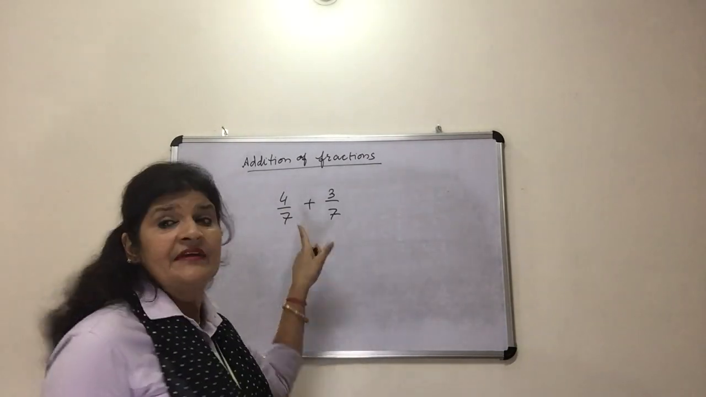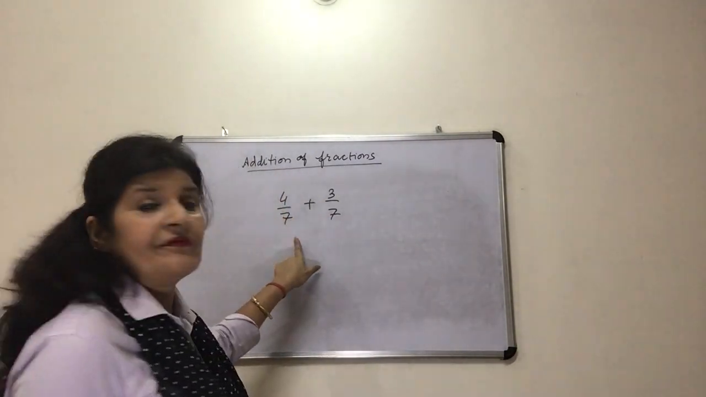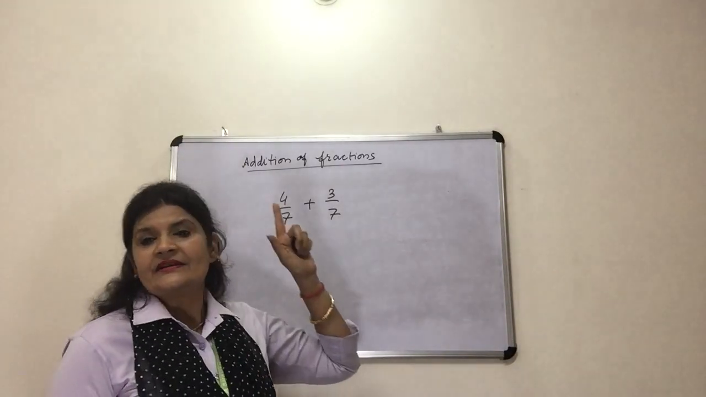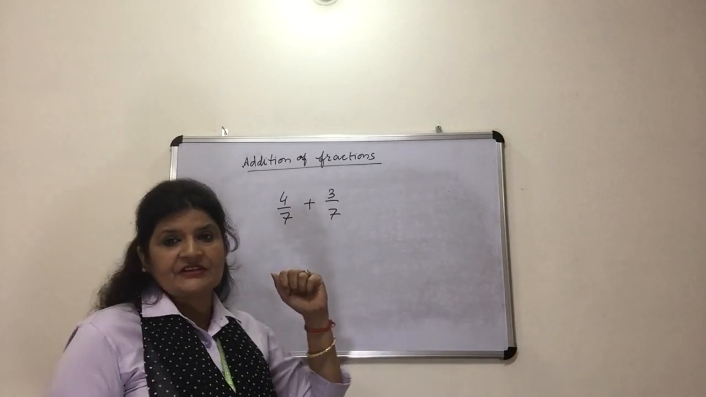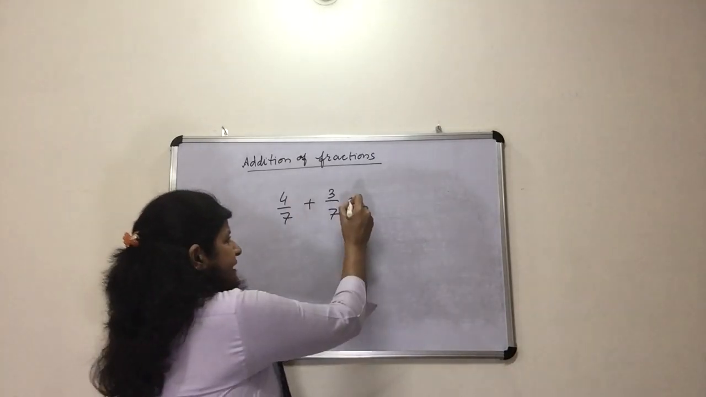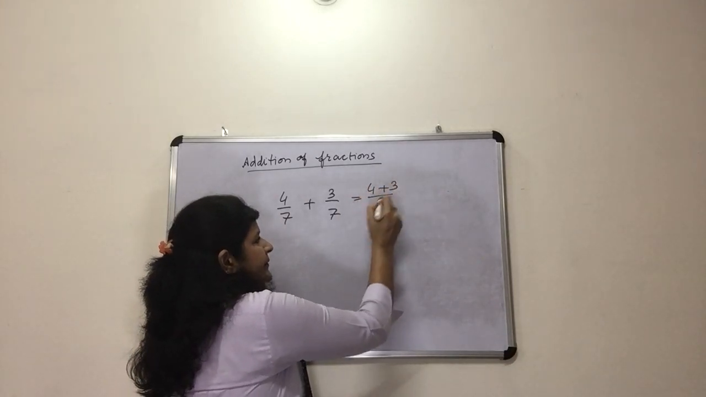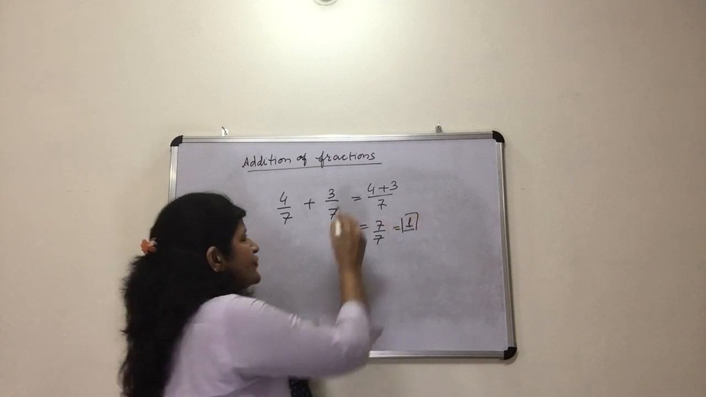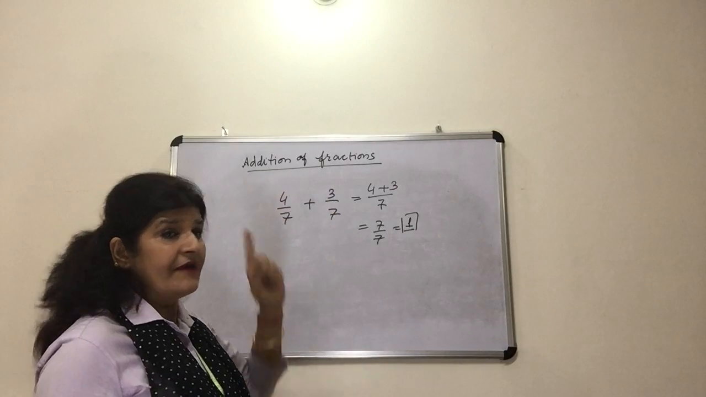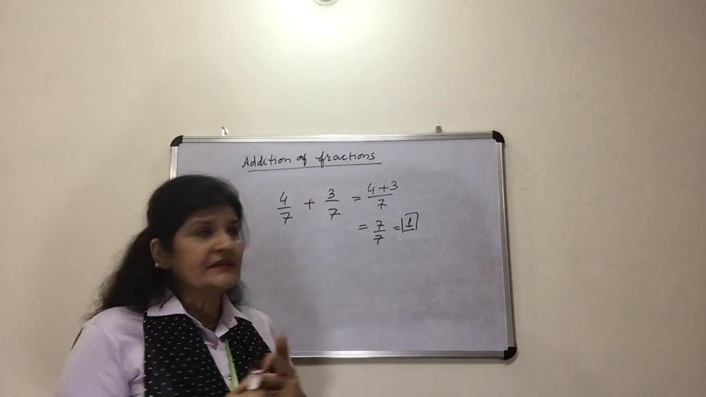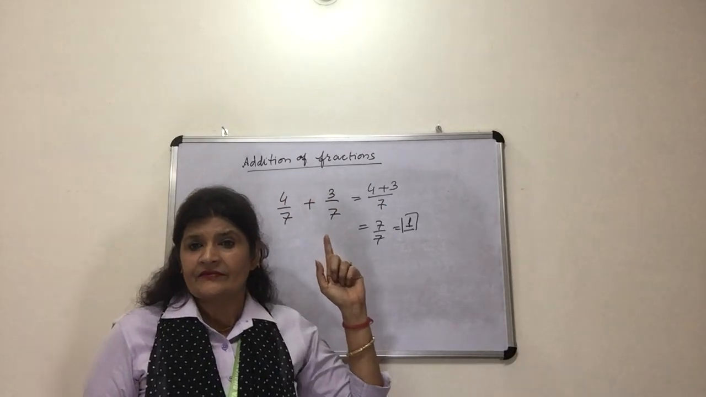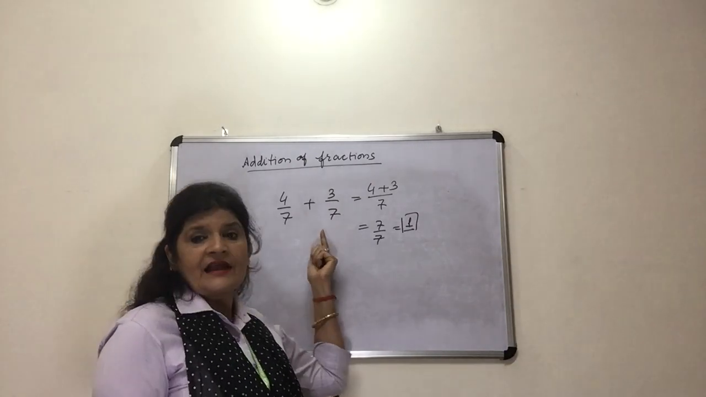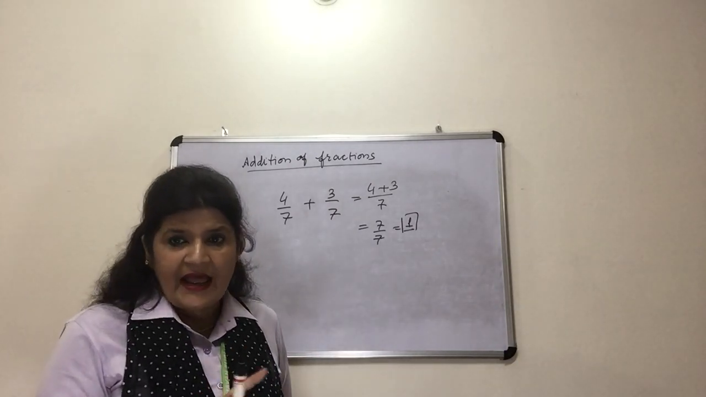This type of fractions we have done in our previous class, they are called like fractions because their denominators are same. So if they are like fractions, we directly add the numerators. This is 7 upon 7 and 7 ones are 7. Carefully listen, we just add the numerators because the denominators are same and these are like fractions. So this is the addition of like fractions.